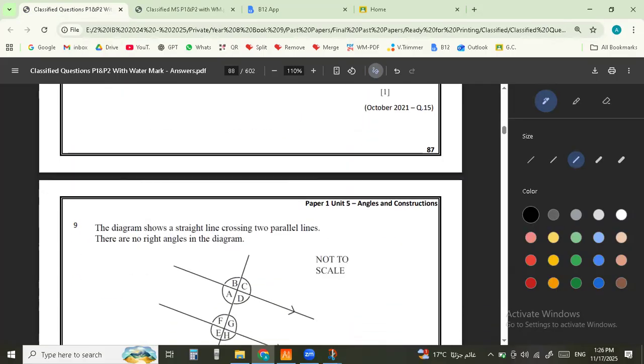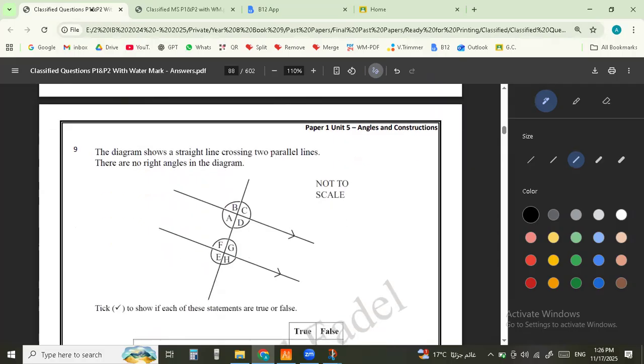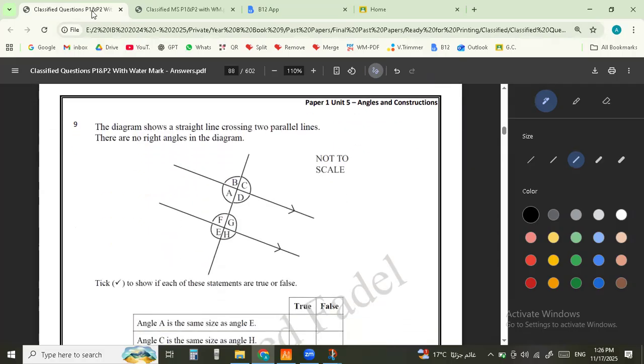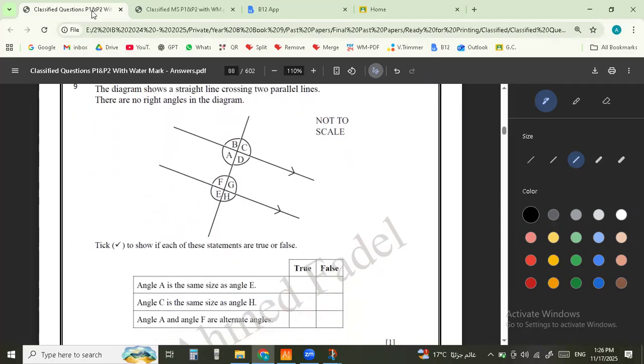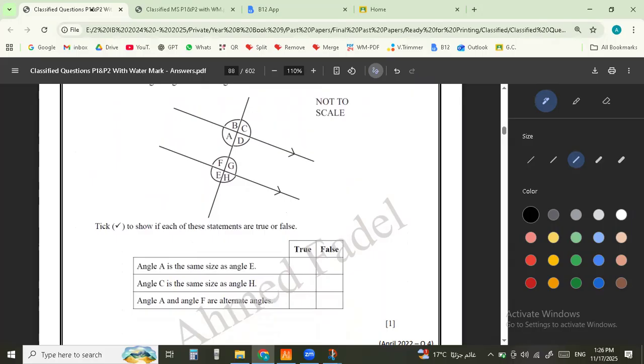The diagram shows a straight line crossing the two parallel lines. There are no right angles in the diagram, so they are not perpendicular. Angle A is the same size as angle E. Is this correct? Yes. Why? Because they are corresponding. So A and E are equal because they are corresponding.